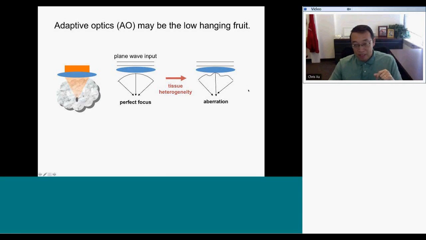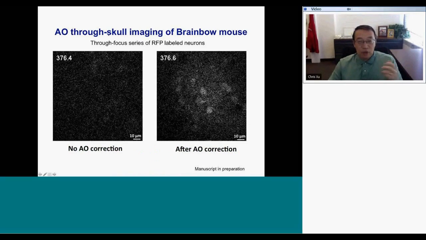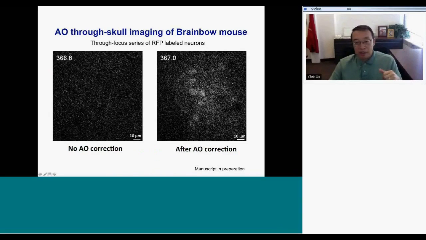Both are bad. So what you do is that instead of having a plane wave coming in, you pre-engineer your wavefront. So what you do is try to cancel out the impact of wavefront distortion by the tissue. So you pre-engineer wavefront, you cancel out this distortion, and then end up with a perfect focus. And by combining this with deep imaging and 3-photon, we expect to have pretty large impact. So I'll give you a couple of examples to show a through focus theory of RFP-labeled neurons in a brain bone mouse through the skull.